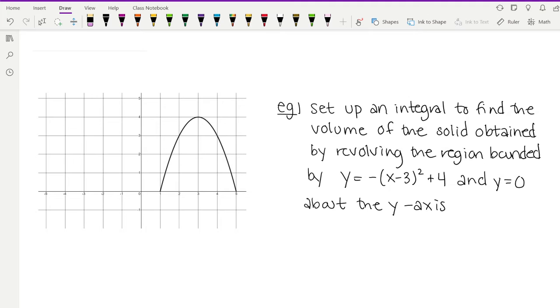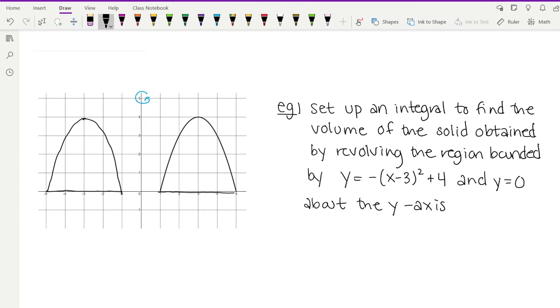So we're taking this parabolic region, the region bounded by y equals negative (x minus 3) squared plus 4, and y equals 0. So that would be this region here. And we're revolving it around the y-axis. And so from the side, we would see something like this. But it's actually a three-dimensional shape, and we'll look at that in a moment with the actual model.